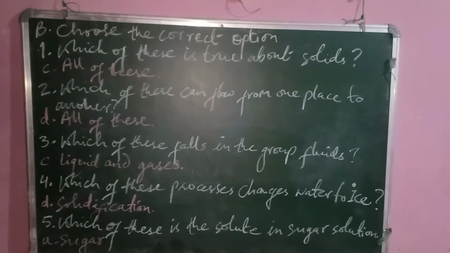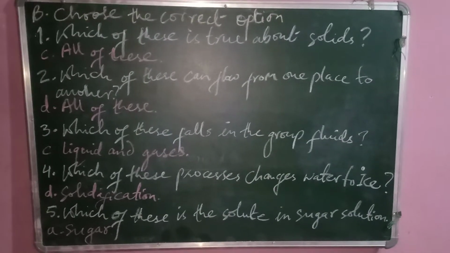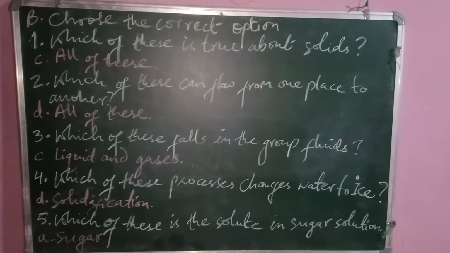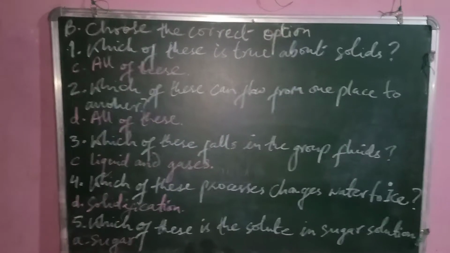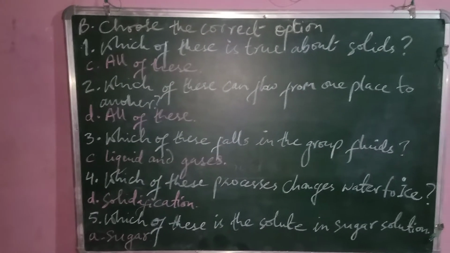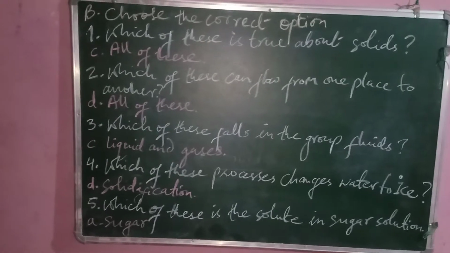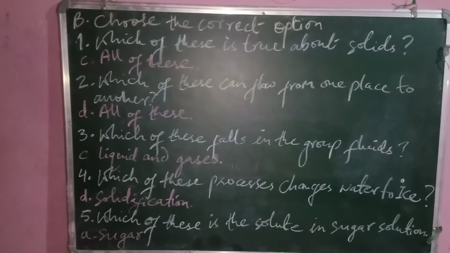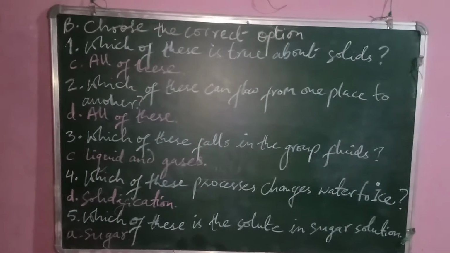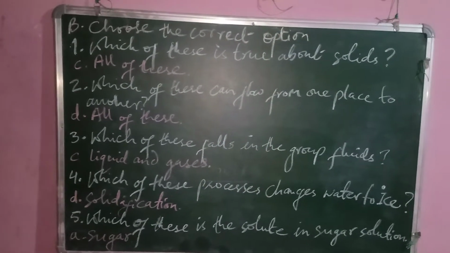Question number 3, which of these falls in the group of fluids? So options are solid, liquid and gases, and gases. So option C is the correct answer, liquid and gases. Question 4, which of these process changes water to ice? The options are boiling, evaporation, condensation, or solidification. And the correct answer is solidification.